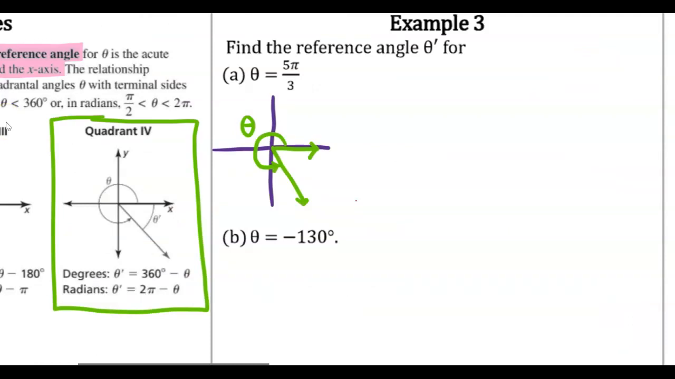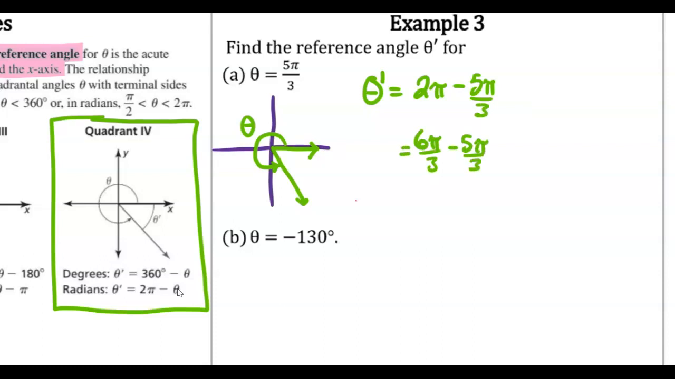Okay, if we go back to our other page where we had drawn it, it shows us this formula down here. It says if you're in radians, to find your reference angle, take 2 pi minus your original angle. Or if you're in degrees, do 360 minus your original angle. So to find my reference angle, I take 2 pi minus theta. 2 pi is the same as 6 pi over 3. I did that so I'm in common denominators. And 6 pi over 3 minus 5 pi over 3 is just pi over 3. So that's my reference angle.